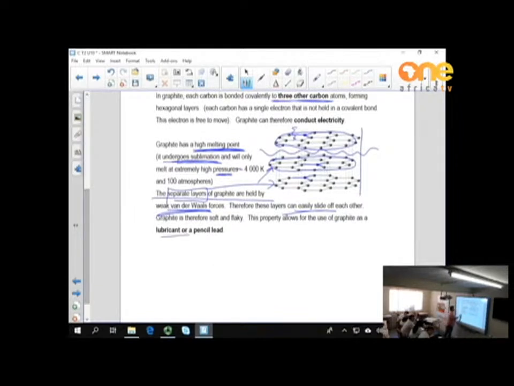We use graphite as a lubricant, especially in locks, where if you put in oil, the dust goes in and it eventually clogs it. With graphite, it won't attract the dust, and it will allow the tumblers to slide as they should. Or in a pencil lead.